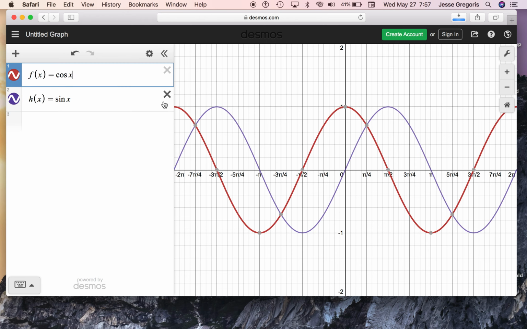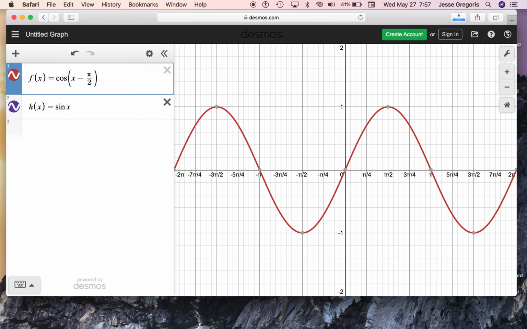Now, how do I move something pi by 2 units to the right? Well, this goes back to the transformations that you would have learned in grade 11. To move something pi by 2 units to the right, I'm just going to subtract pi by 2. And you'll now see that my red graph has moved directly over top of my purple graph. So there's the purple graph, sine of x, and there's the red graph, cosine of x minus pi by 2. So this is a cofunction identity. Cosine of x minus pi by 2 is equal to sine of x.